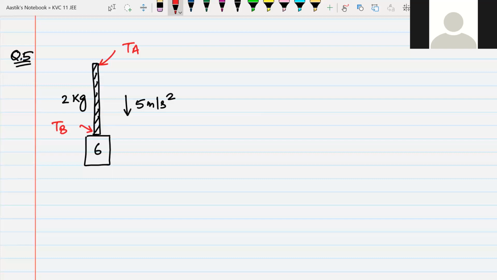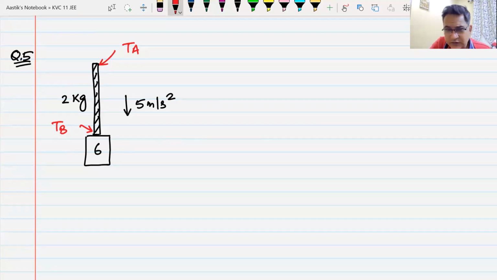So TB is equal to 30 newtons. What about TA? So TA is equal to 2 newtons. Is it possible? Tension at the highest point less than tension at the lowest point? No, I don't think it is possible.